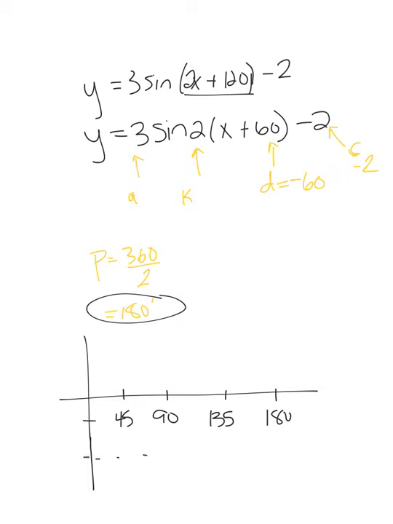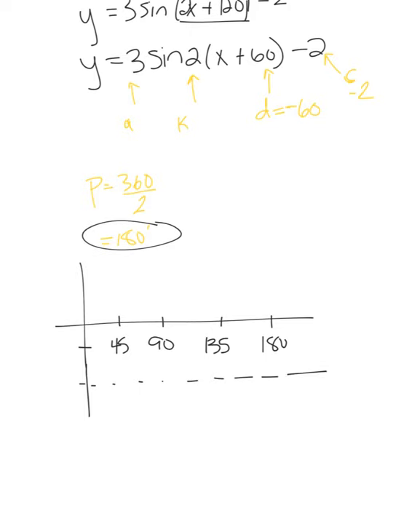So I'm going to be starting at negative 2 and I'm going to be having an amplitude of 3. So that means that from that negative 2, I'm going to be going up 3 to a maximum of 1, and I'm going to be going down 3 to a minimum of negative 5.